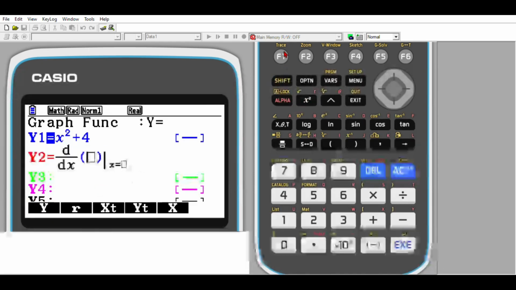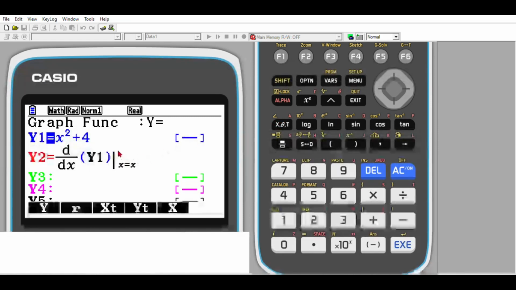So you want to click on f1, y, and we want to find the derivative of the first function, which is y1, right? So you click on 1. So the calculator now knows that you want to find the derivative of y1, which is x squared plus 4. And then it says x equals, and here you need to define for what value of x you want to find the derivative. In this case, we want to find the general form of the derivative, so we're just going to put x again, okay?